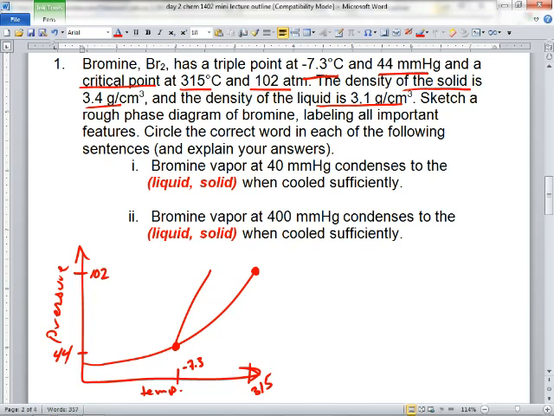Bromine vapor. Oh, let's help ourselves out here. Where's solid, liquid, and gas? Solid goes... Jessica, where does the solid go? Yeah, this one. She's pointing over here. This one, everybody, is liquid and gas. So let's put those in to help ourselves out here.